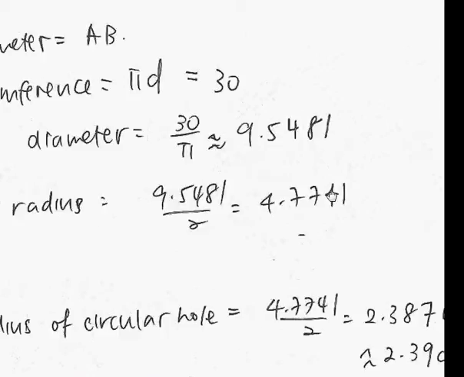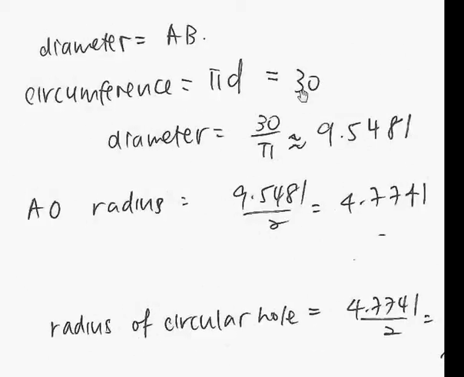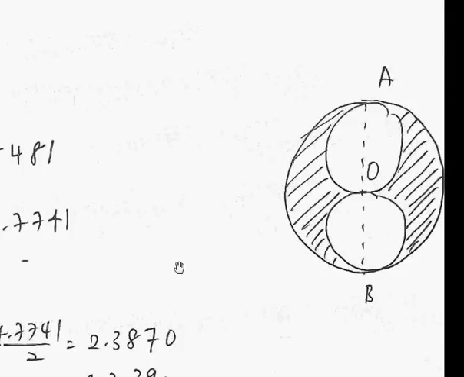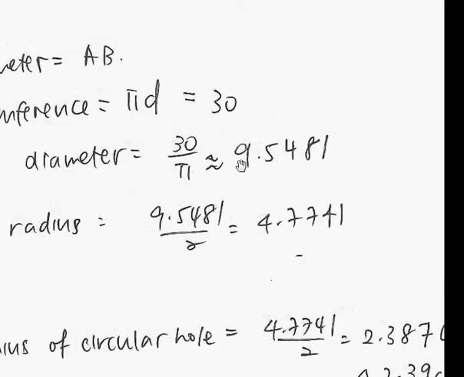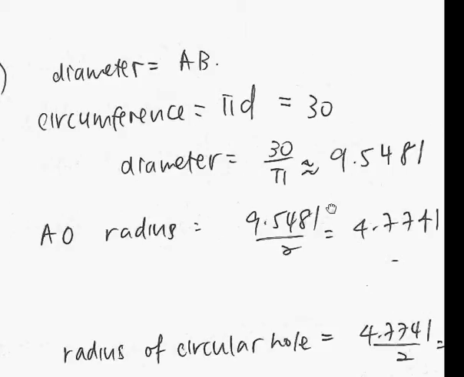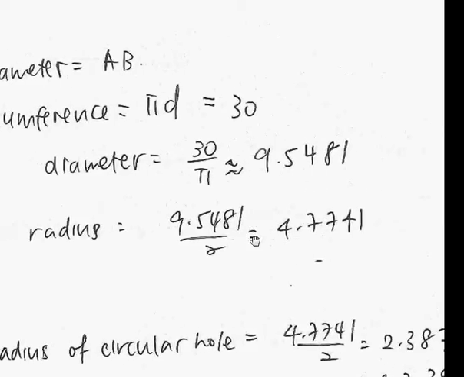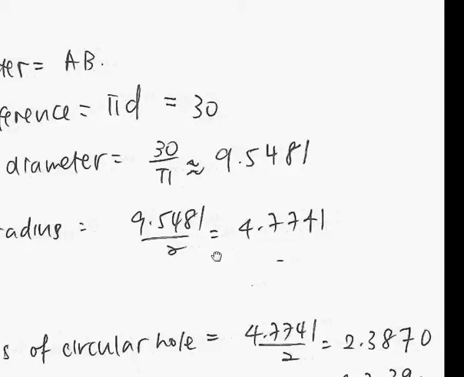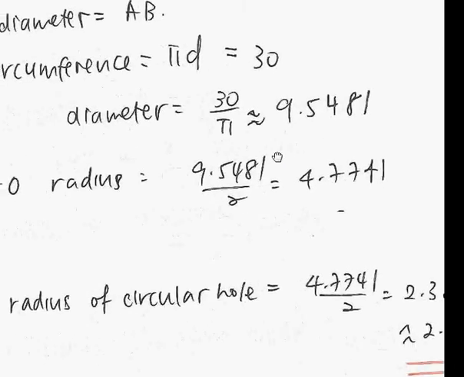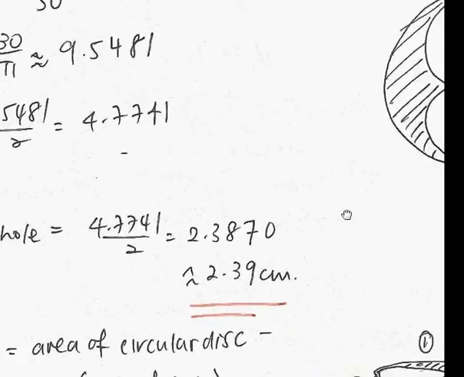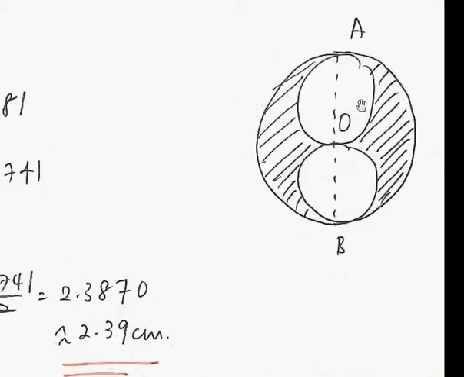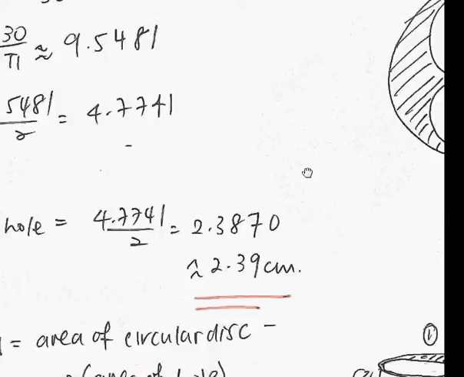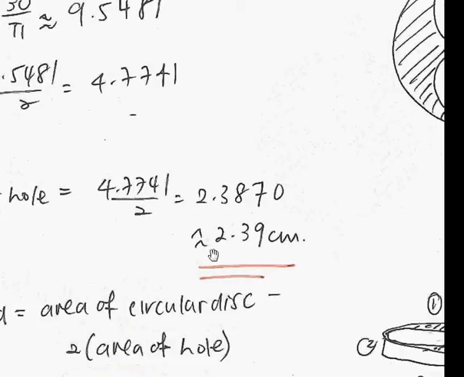Since we know that circumference equals pi d, so it equals 30, the diameter of the whole circular disc, which is AB, equals 30 divided by pi, and approximate to 5 is 9.5481. So the radius of the circular disc, which is AO, equals 9.5481 divided by 2 equals 4.7741. So the radius of the circular hole is actually divided by 2 again. So actually this whole thing divided by 4, so we get 1/4 of this. It's actually 4.7741 divided by 2, approximate to 3 SF equals 2.39 cm.